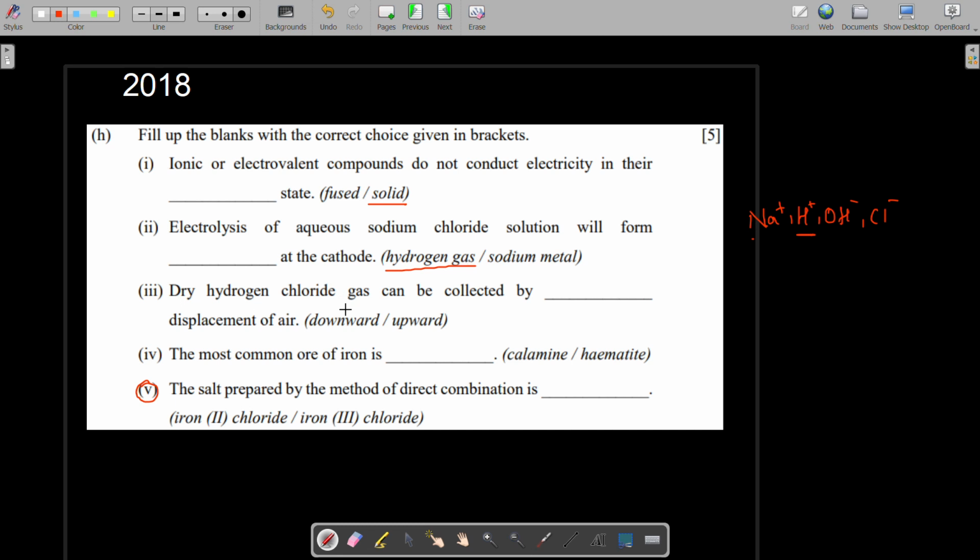Dry hydrogen chloride gas can be collected by dash displacement of air. Dry hydrogen chloride is heavier than air, so upward displacement. The most common ore of iron is hematite. Calamine is for zinc. Zinc carbonate is called calamine. This one, leave.